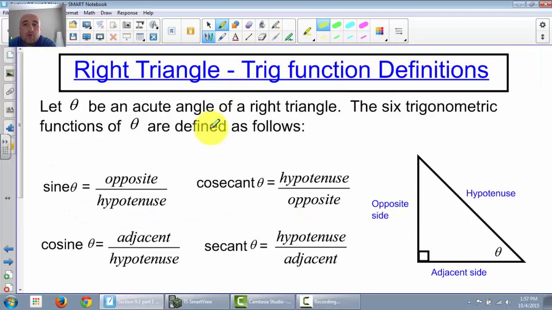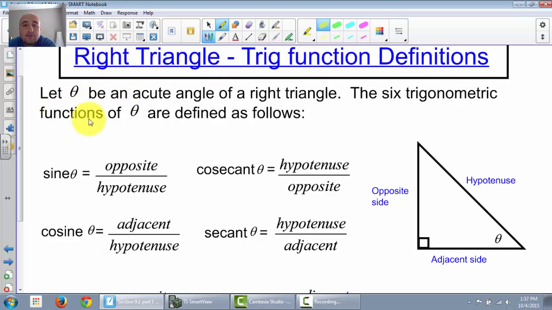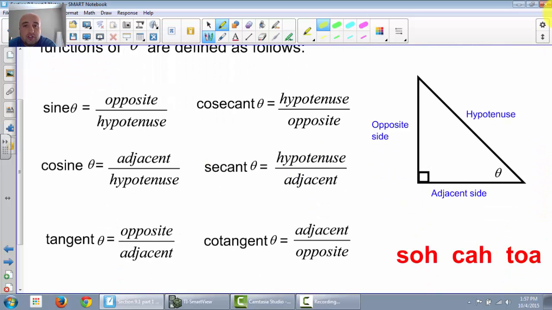All right, so right triangle trig function definitions. Let theta be an acute angle of a right triangle. So remember, acute angle just means less than 90. The 6 trigonometric functions of theta are defined as follows. Okay, so we have 6 trig functions. We have the 3 normal ones that you should remember: sine, cosine, and tangent. And then we have 3 new ones called cosecant, secant, and cotangent. And they're no different than the original 3.